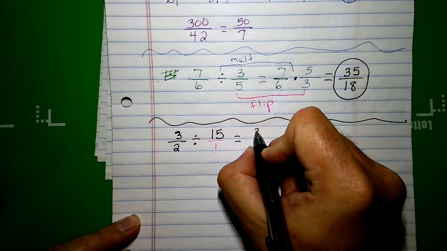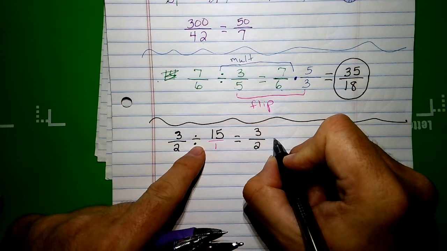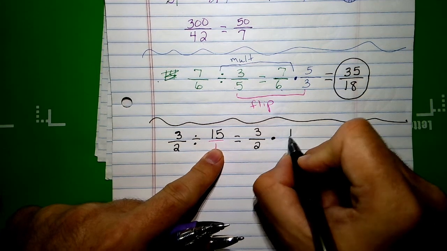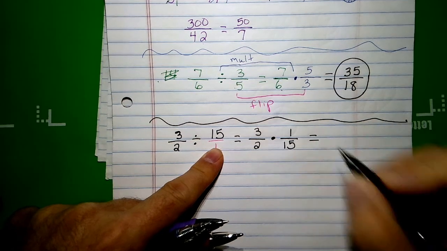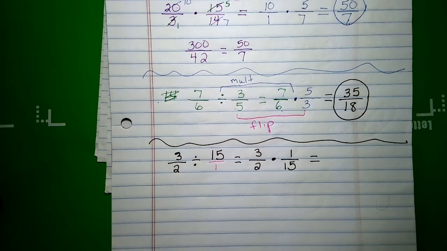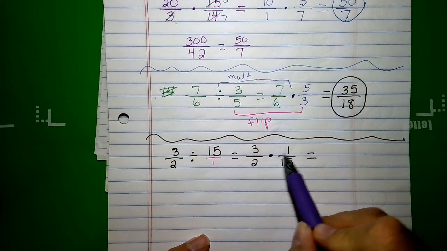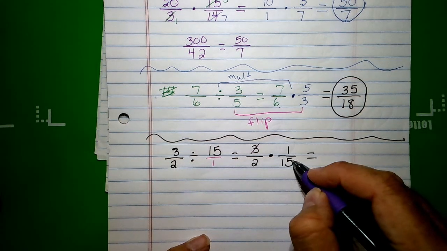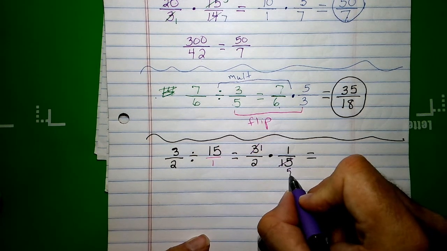Then we'd have 3 over 2. Change the division to multiplication. Flip the next fraction. And either multiply straight across, or is this one where I can do the cross canceling? Well, there's nothing to cross cancel with the 1 and 2, but right here, I could divide the 3 and the 15 both by 3 to get a 1 and a 5.